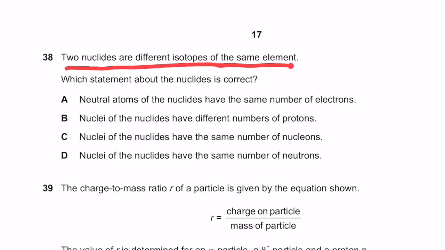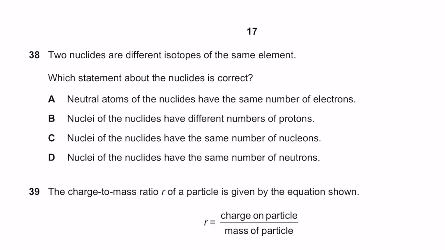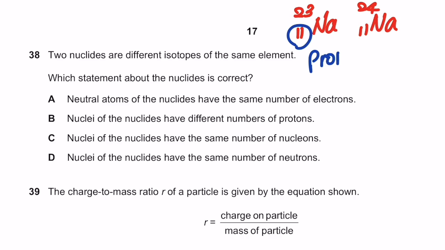Two nuclides are different isotopes of the same element. Which statement about the nuclides is correct? Again, this type of question can be understood easily if you take two isotopes. Let's say sodium 23 and 11, and sodium 24 and 11. Now the number at the bottom represents the number of protons, or you can say the number of electrons. There are no electrons in a nucleus, but this is the same number when it comes to the atom, right? So let's check the answers.